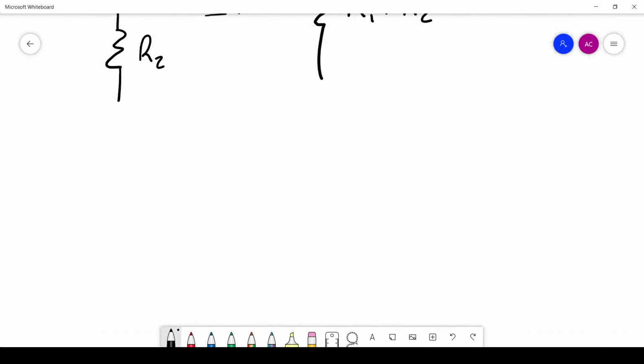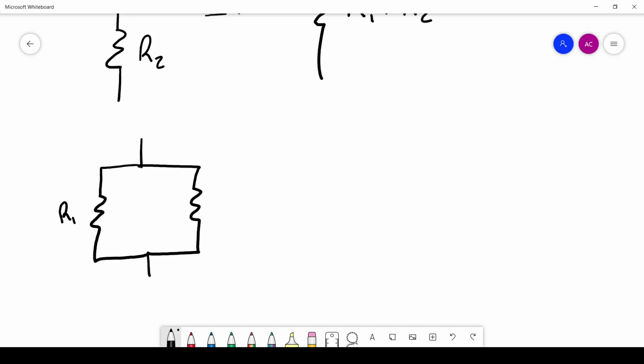Now, if we have two resistors that look something like this, these are in parallel, this is R1, this is R2, then we said that we can again change this into just another single resistor, and the simplified formula that we came up with was R1 times R2 over R1 plus R2.